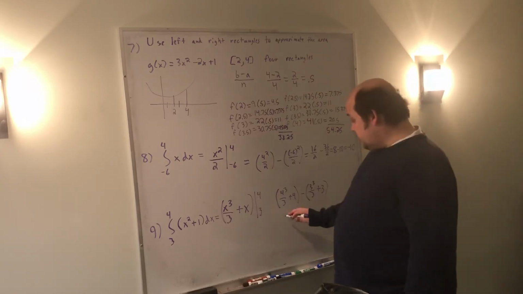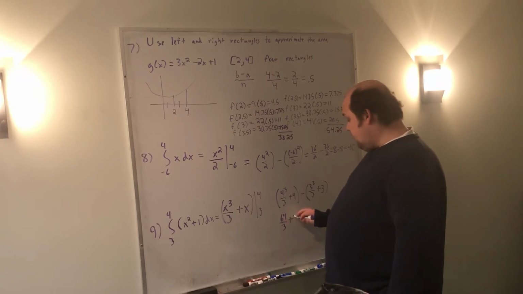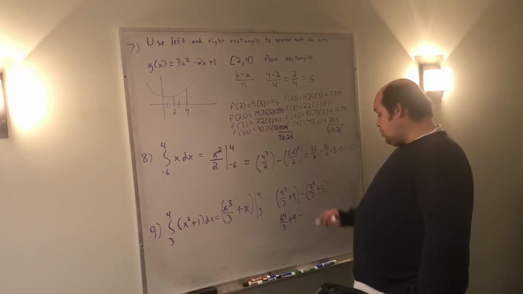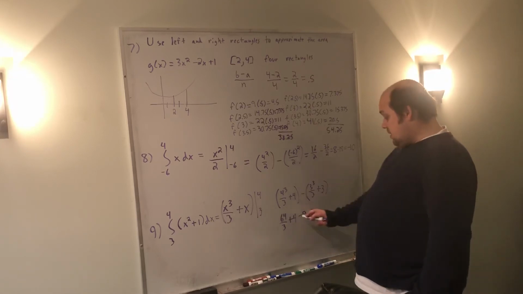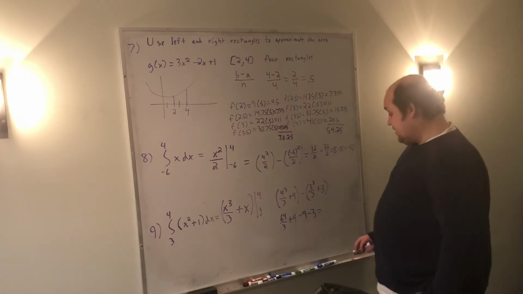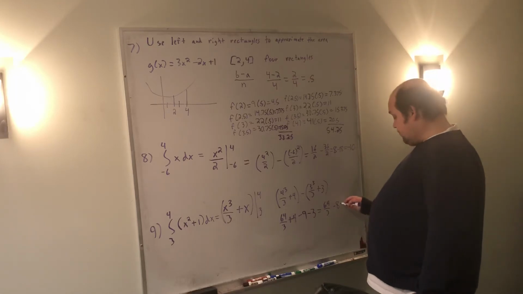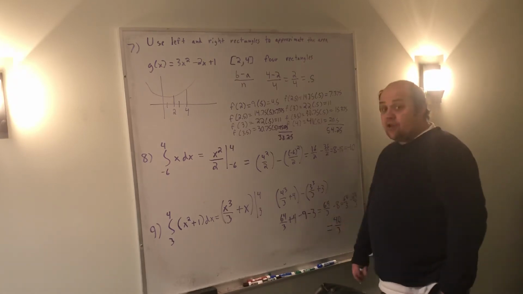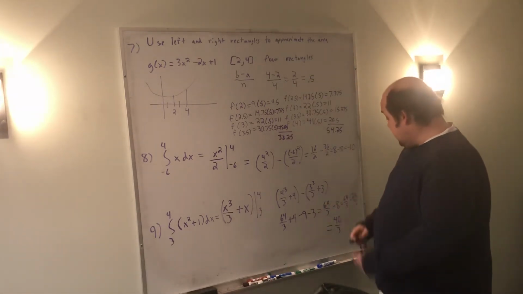4 cubed is 64. So this gives me 64 over 3 plus 4. Minus 3 cubed is 27. 27 over 3 is really 9. Minus 3. That's -12 plus 4 gives me -8. So I have 64 thirds minus 8. That's really 64 thirds minus 24 thirds, which gets me to my final answer, 40 thirds. I also could always put that into my calculator and get 13.3 repeating, but I think Cengage would prefer it as a fraction.